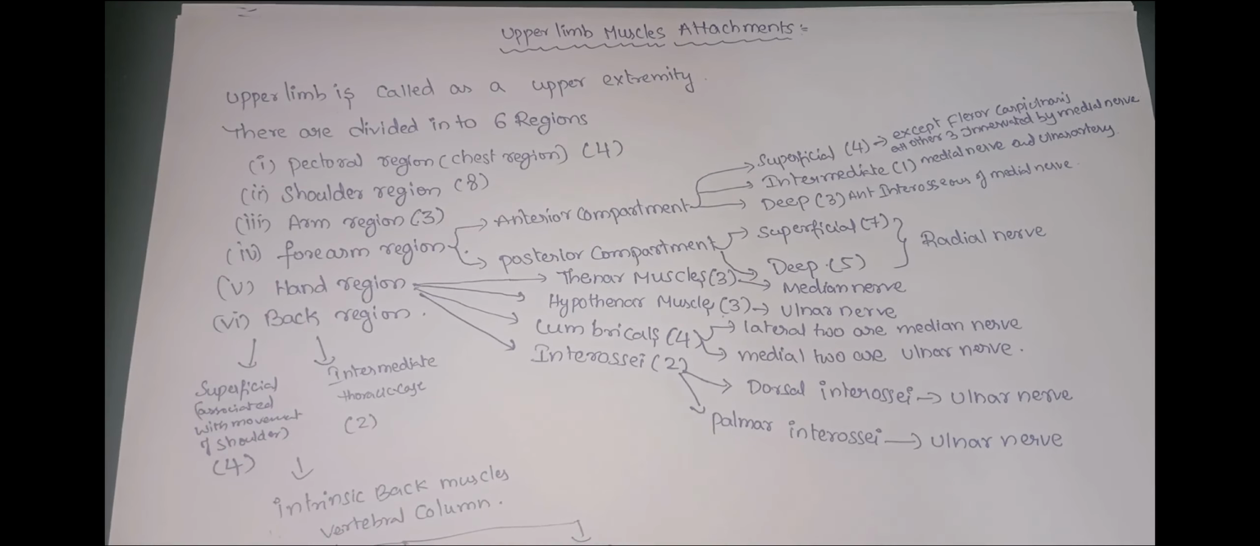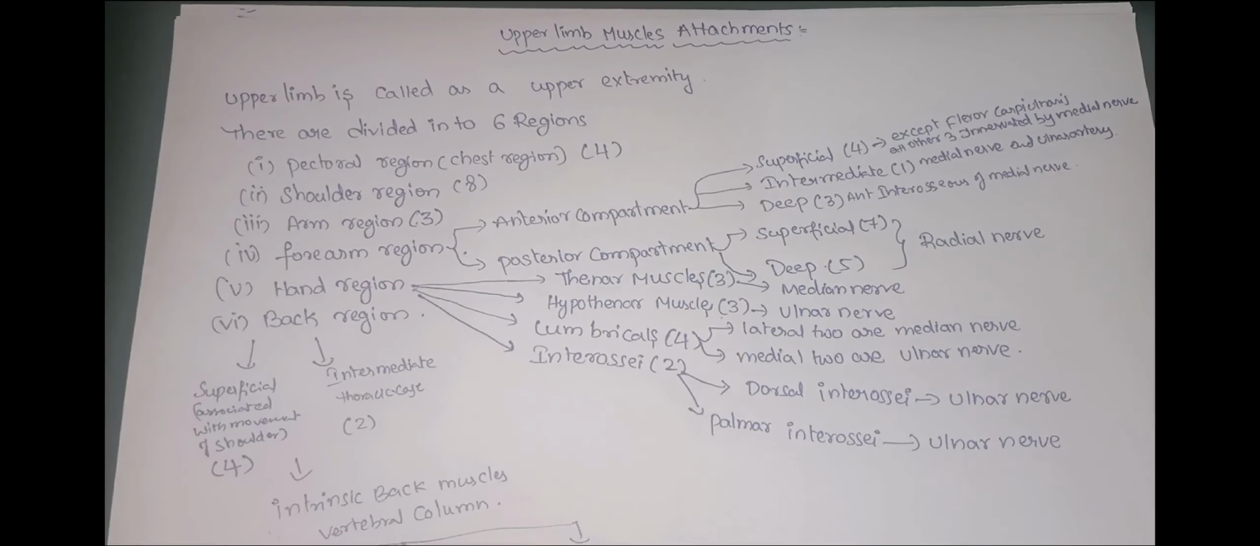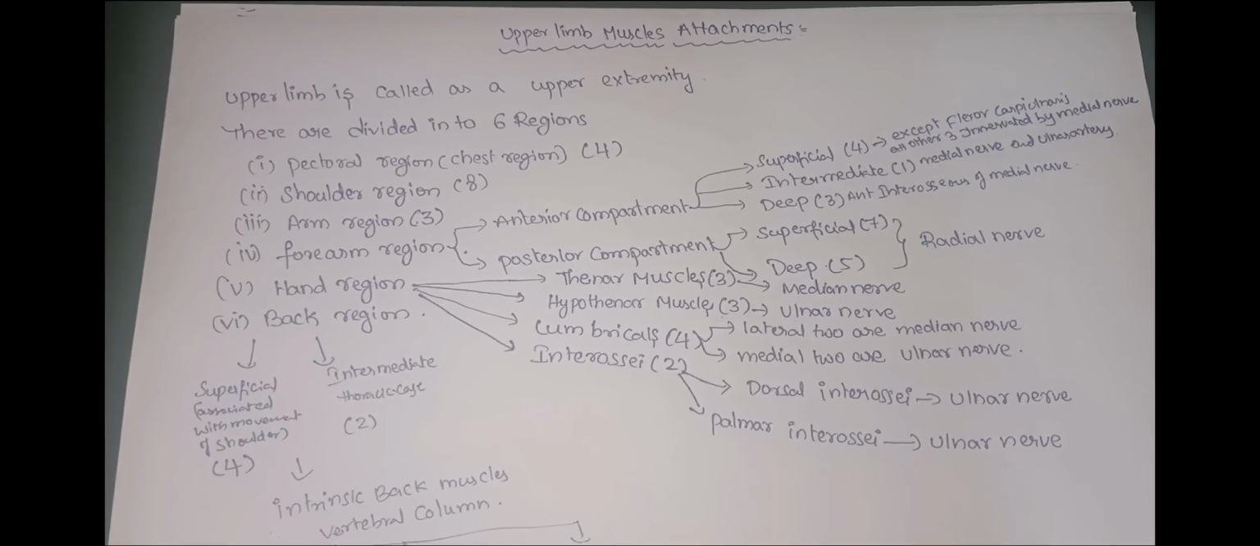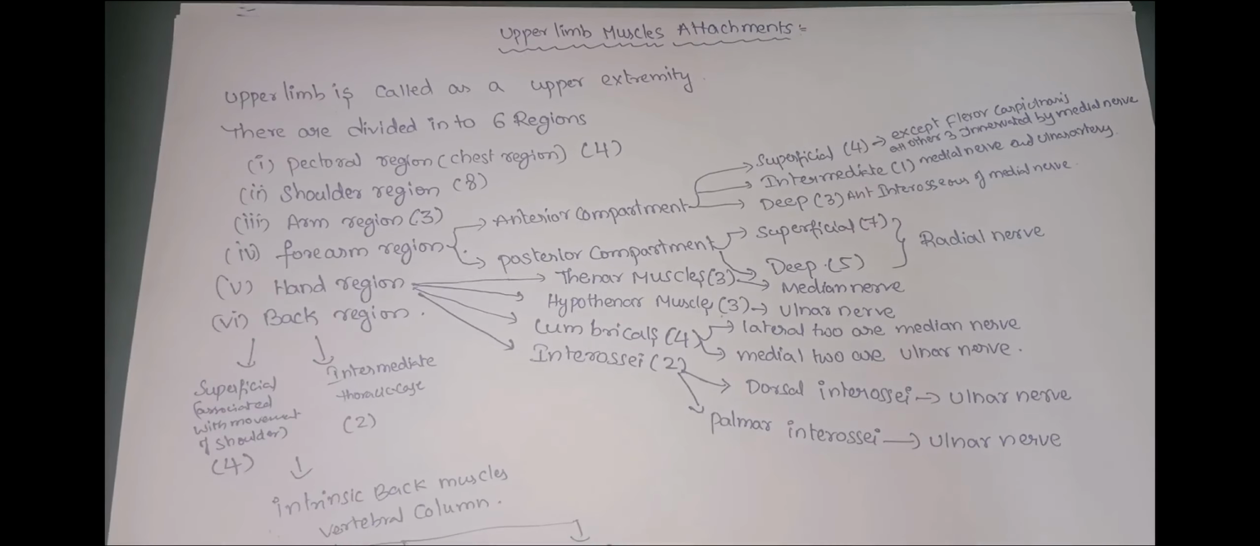Friends, in this session we are going to learn about the muscle attachments of the upper limb. The upper limb is also called the upper extremities. So before learning about the muscles present in the upper limb, let us learn the definition of muscle.